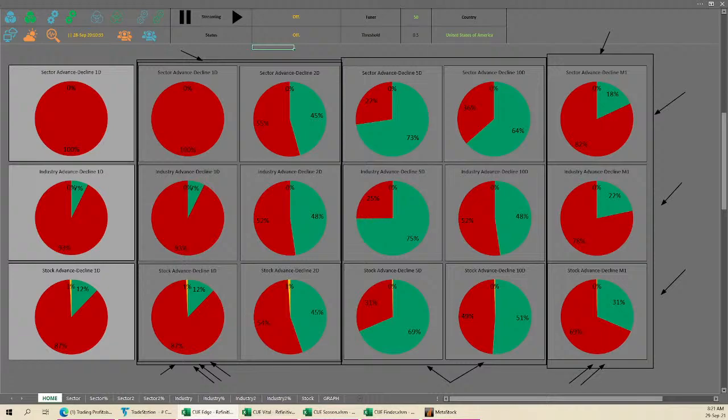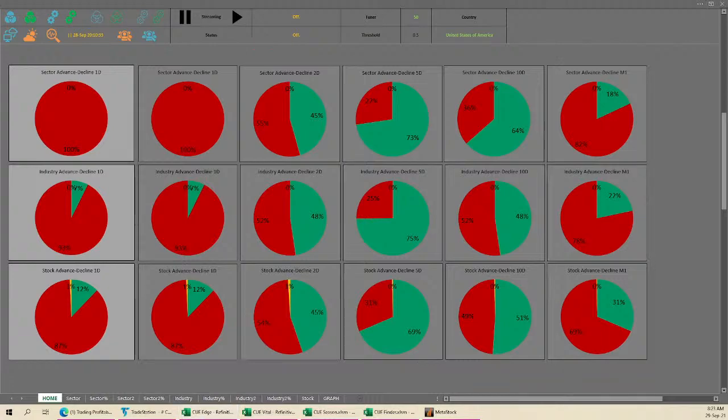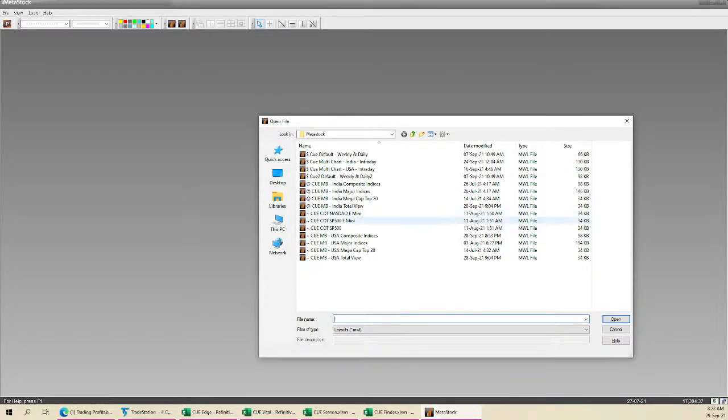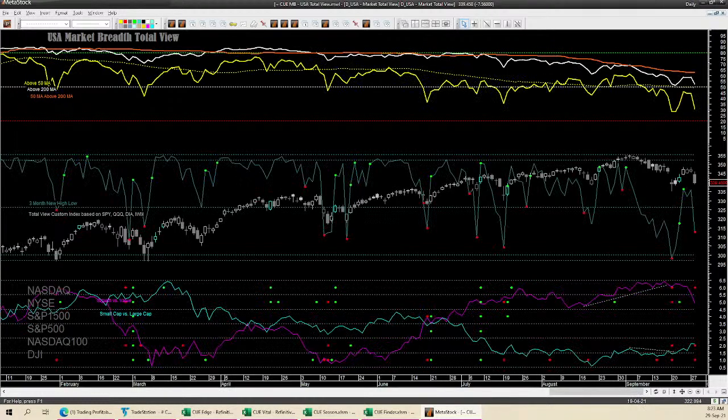Longer period bearish, tried to go up in the intermediate time frame, and now it is turning down again. That may be a sweet spot to look for short trades. That view is also confirmed from market breadth total view. Let's look at that.